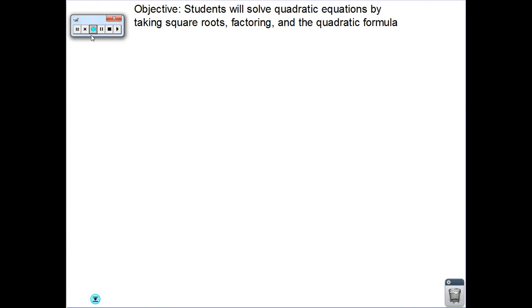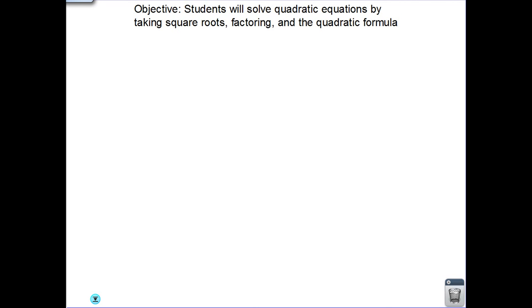Okay, up to this point, every equation that we've solved has been a linear equation. And the rule for linear equations was: get rid of parentheses, get all the x's on one side, get all the numbers on the other side, divide. That was it, three steps. Quadratic equations are a little bit different.